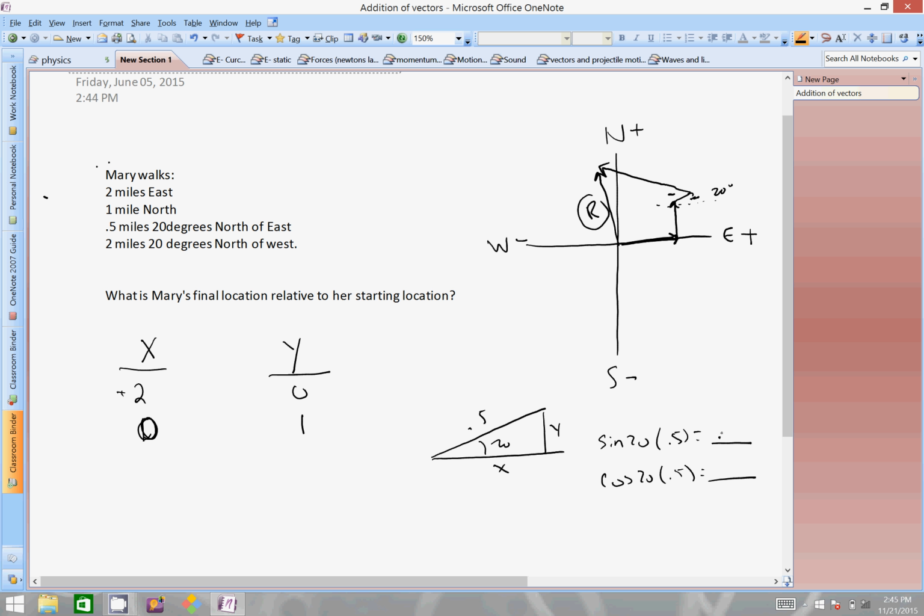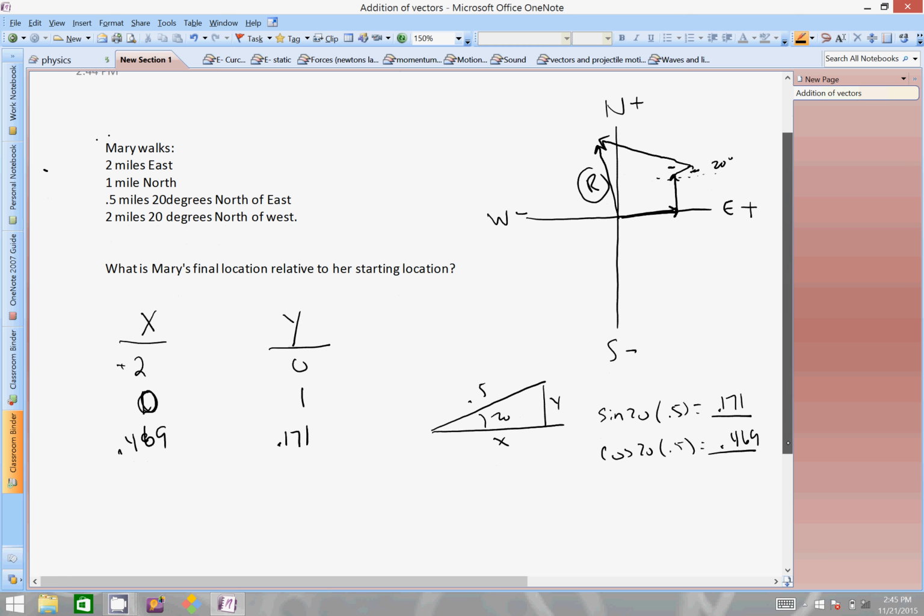The sine of 20 times 0.5 is 0.171, and the cosine of 20 times 0.5 equals 0.469. Not real long because it's a small distance, but let's add in here 0.171 and 0.469.